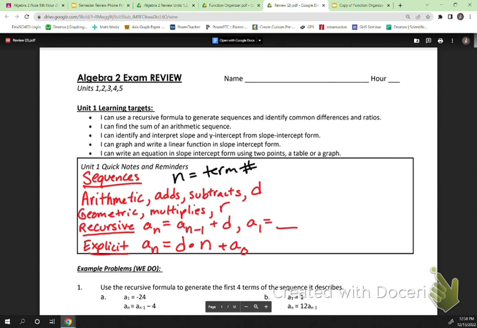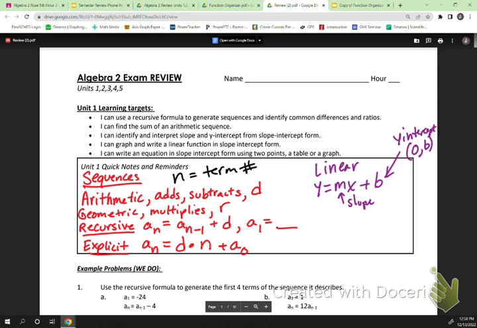The other part of this unit was linear functions. Linear. Y equals mx plus b. What is m? Slope. Yay, it's slope. What is b? Y-intercept. Your y-intercept. So in a table or a point, it would be 0 and your b value.